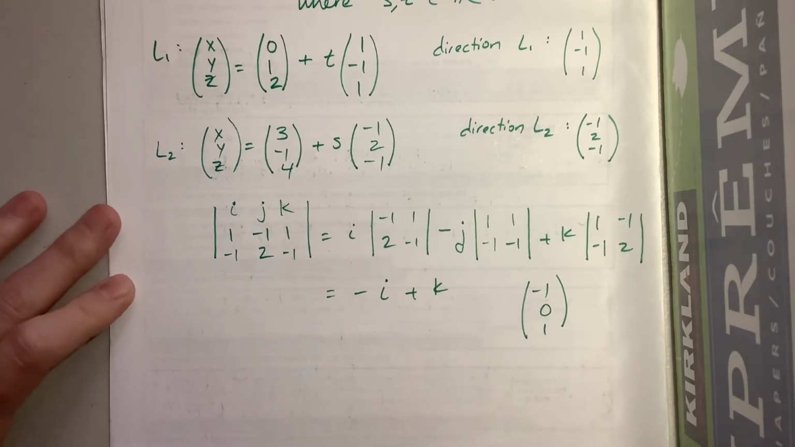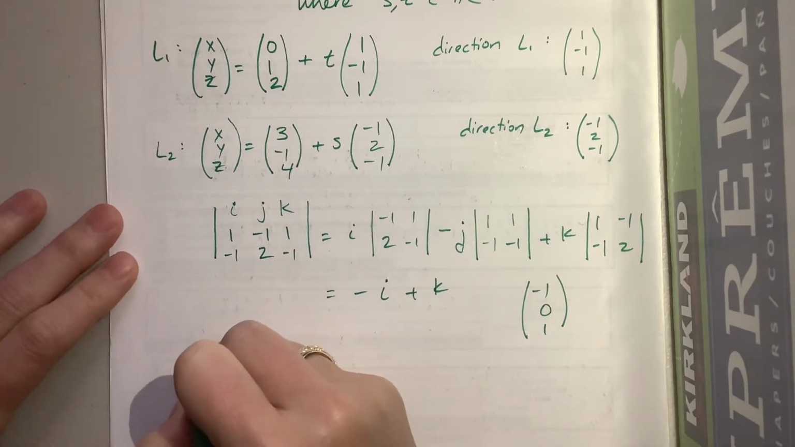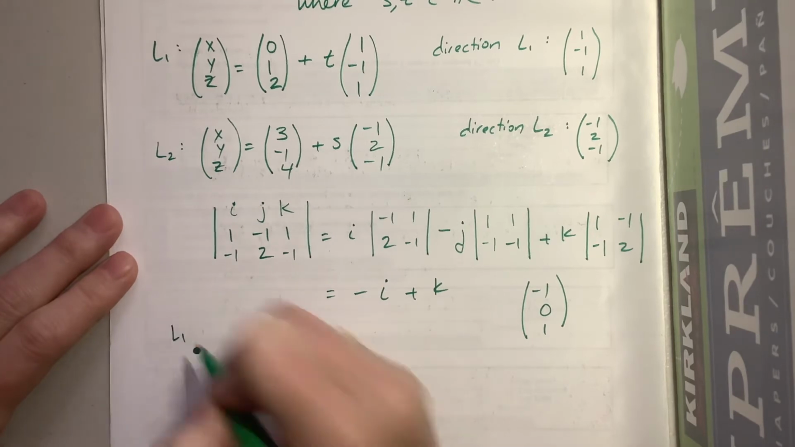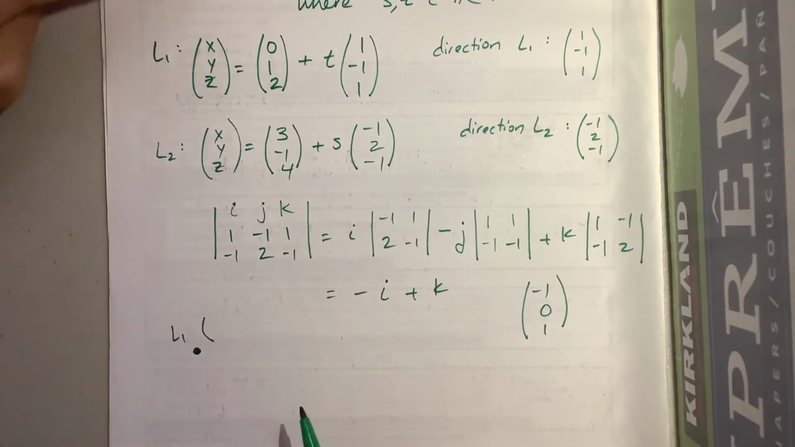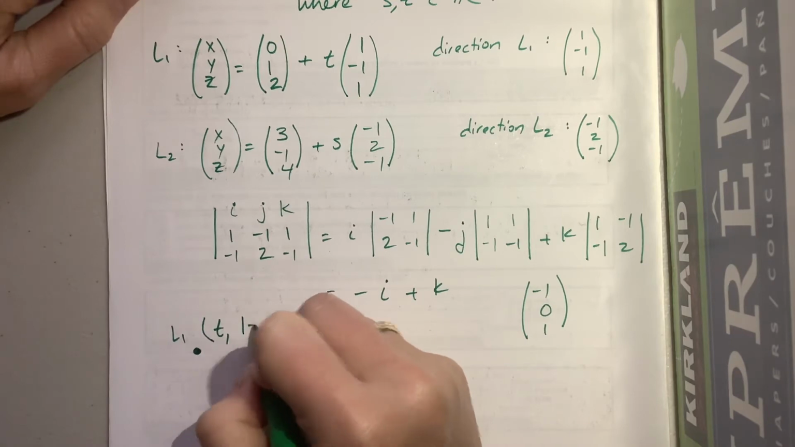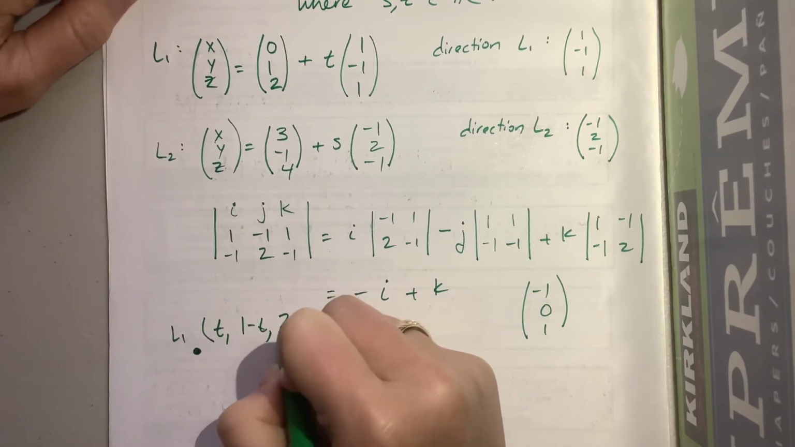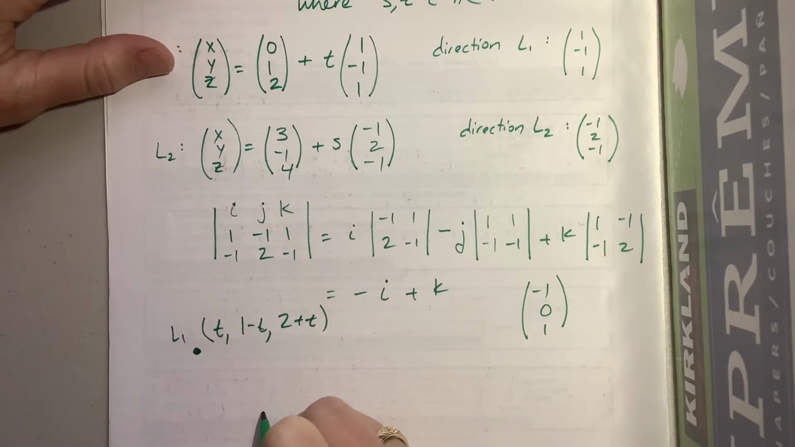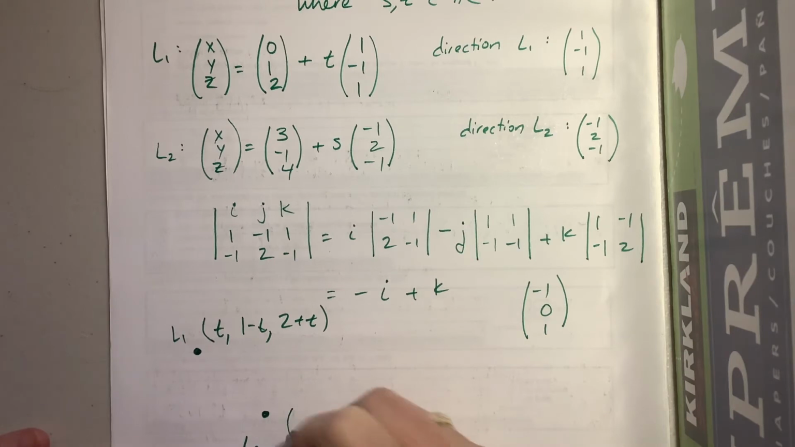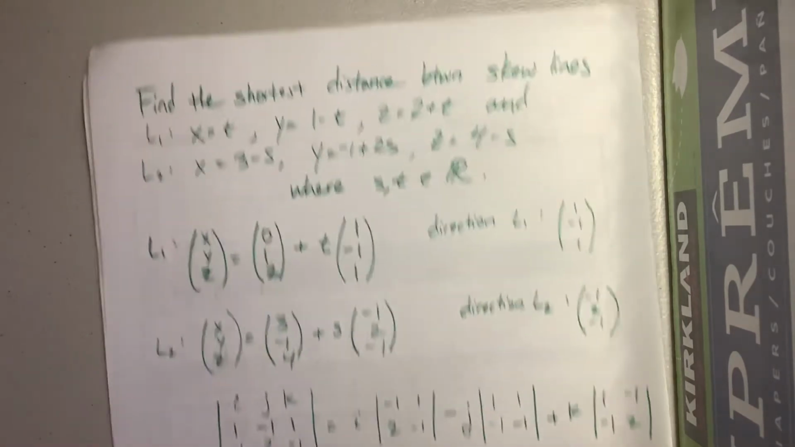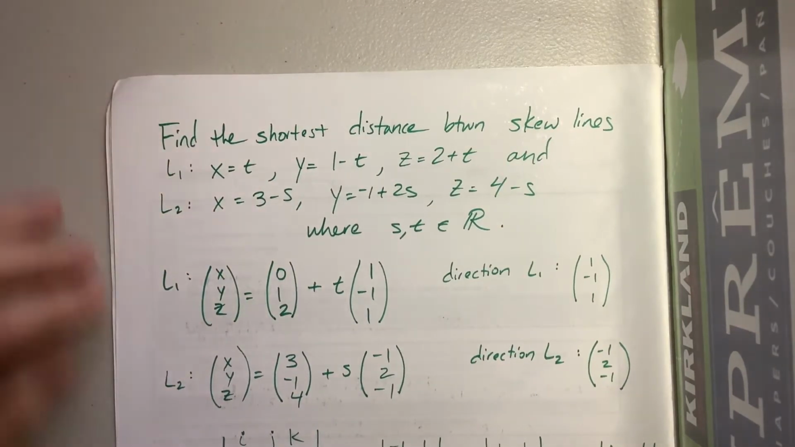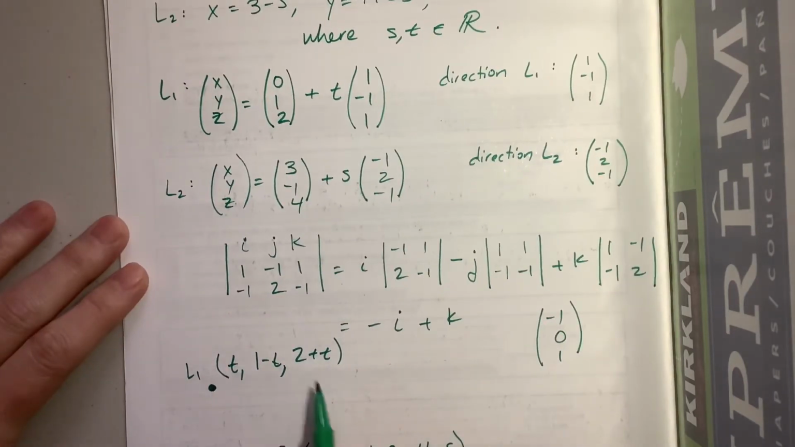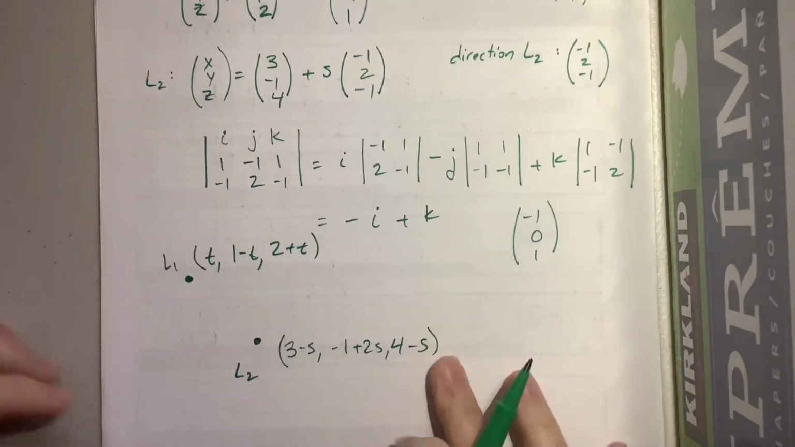Okay, so now let's say I've got some point on line 1. Well, that point on line 1 has an x value of t, a y value of 1 minus t, and a z value of 2 plus t. And then I've got a point somewhere on line 2, and that has the point 3 minus s, negative 1 plus 2s, and 4 minus s. So all of that came from what they told me up here. And so, oops, sorry, you couldn't see what I was doing.